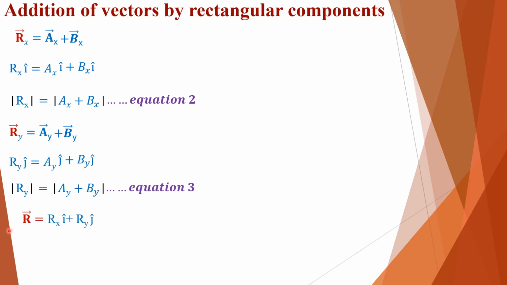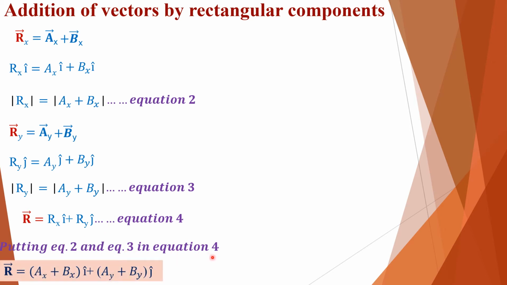From rectangular components, we can write resultant vector R is equals to rx I cap plus ry into j cap. Let's say it equation number 4. Putting equation number 2 and equation number 3 in equation number 4, we get resultant vector R is equals to ax plus bx into I cap plus ay plus by into j cap unit vector along y-axis.